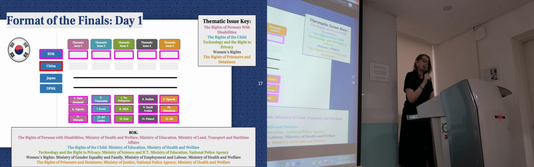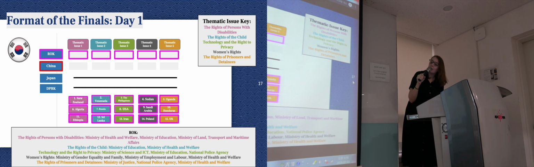So on day 1, like I said, the first state will be the Republic of Korea. Each 2-person delegate team within the state under review will address one of the thematic issues. You can see with the color code that we have here, each recommending state will firstly pose an advanced and then an additional question related to their assigned thematic issue. So in this example, New Zealand, Algeria, and Ethiopia would be addressing the issue of the rights of persons with disabilities. And then Venezuela, Russia, and Sri Lanka would be asking South Korea a question about the rights of the child.